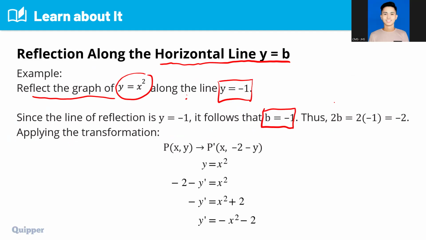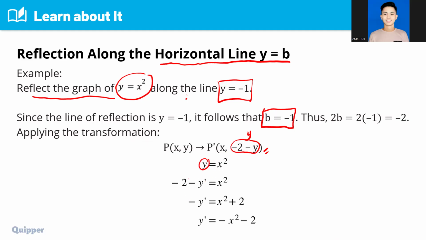If our b is negative 1, what's the formula again? We need to multiply b by 2. So 2b equals 2 times negative 1, therefore it is negative 2. Following the transformation, x comma negative 2 minus y. The original equation is y equals x squared. Remember, this is for the y coordinate, so we need to substitute negative 2 minus y for y. So negative 2 minus y equals x squared.